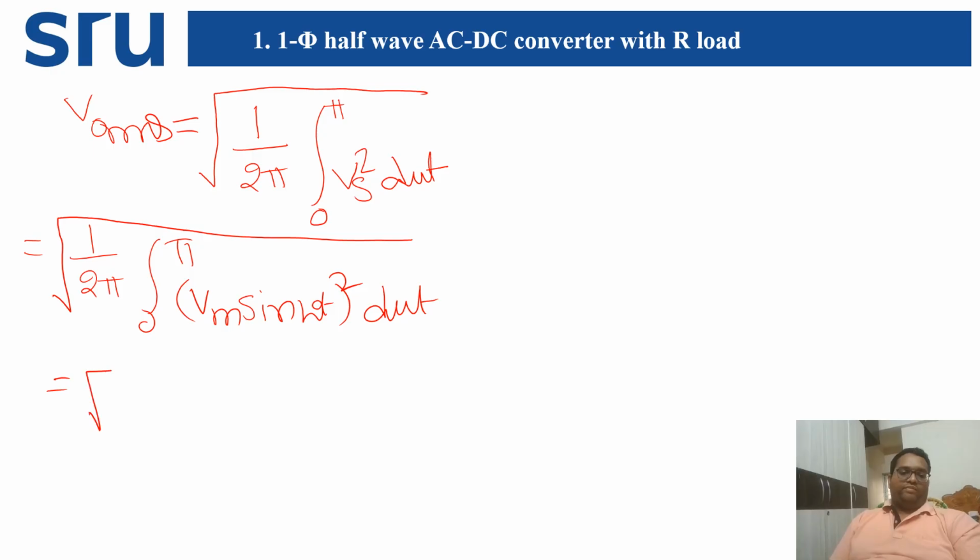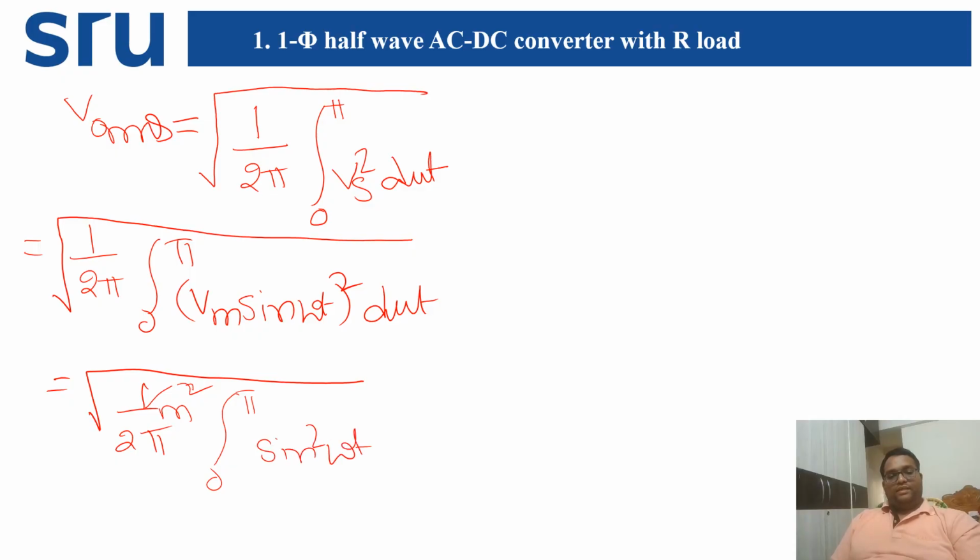Next, 1 by 2 pi into Vm square. Let us take Vm as a magnitude constant. We are not going to change that one. So we are going to write Vm square as common, then 0 to pi sine square omega t d omega t.